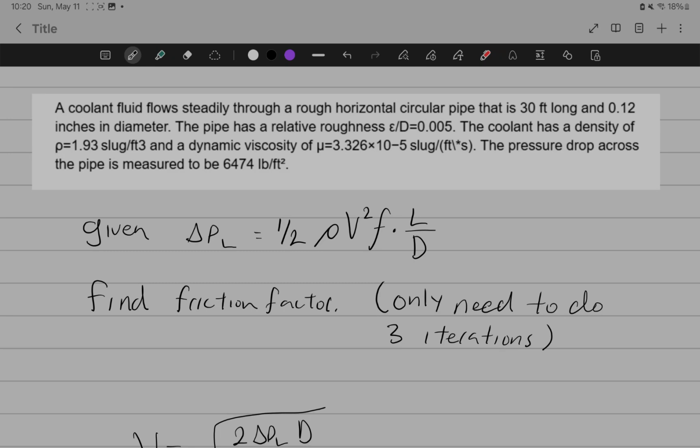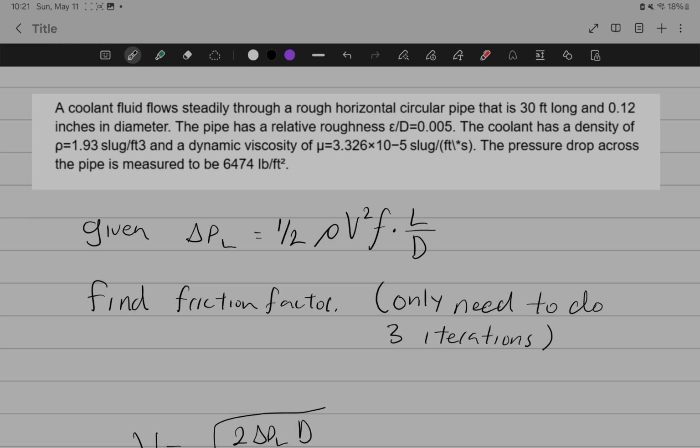A coolant fluid flows steadily through a rough horizontal circular pipe that is 30 feet long and has 0.12 inches in diameter. The pipe has a relative roughness of 0.005. The coolant has a density of 1.93 and a dynamic viscosity of 3.326 times 10 to the negative fifth. The pressure drop across the pipe is measured to be 6,474.